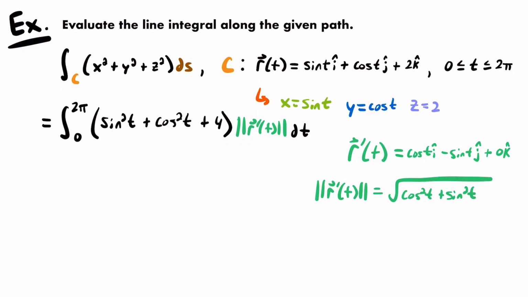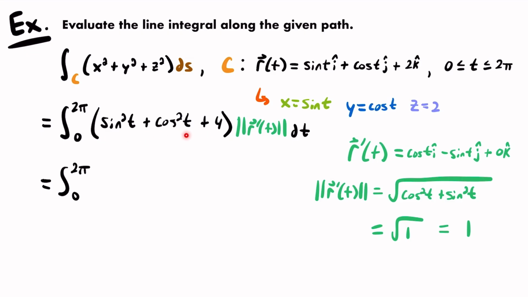This expression is equal to 1, so the magnitude would be equal to the square root of 1, which is just 1. So that's really nice. You can substitute that magnitude of 1 right here in the line integral. So rewriting it here, this is equal to the integral from 0 to 2 pi of sine squared t plus cosine squared t plus 4.